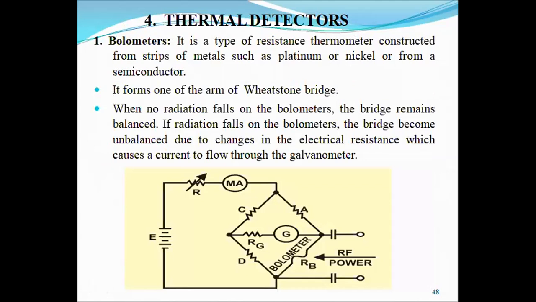By the help of those output signals, the detector can easily detect the radiation, that is the radiant or the absorbed radiation. Let's see the thermal detectors one by one. We have bolometers. A bolometer is a type of resistance thermometer or detector, which is constructed from strips of metals like platinum or nickel or from a semiconductor. It forms one of the arms of a Wheatstone bridge. This can be seen with the help of this diagram. When no radiation falls, the bridge remains balanced. But if radiation falls, the bridge becomes imbalanced. So this is how bolometers work.